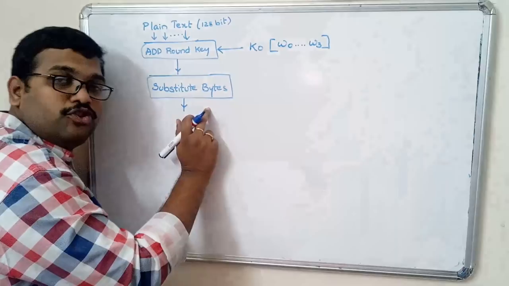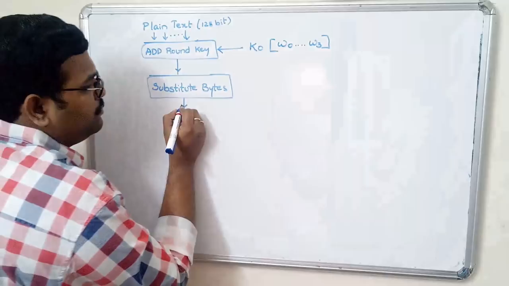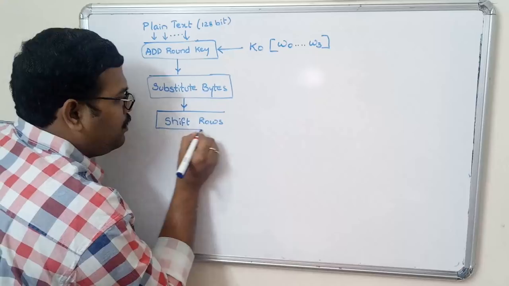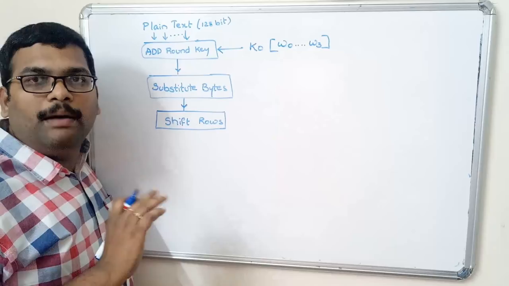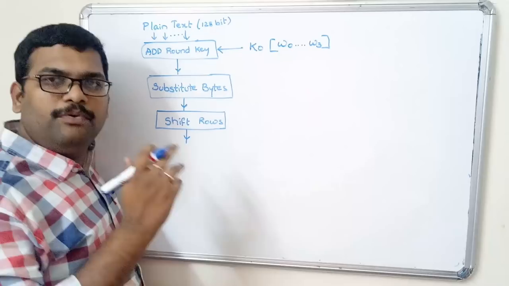So first, substitute bytes, which is S box. Here the input is 128 bit and the output is also 128 bit. After the S box, we have to apply shift rows. Shift rows means just applying the circular right shift operation. And here also the size will not vary, 128 bit is the input and the output is also 128 bit.